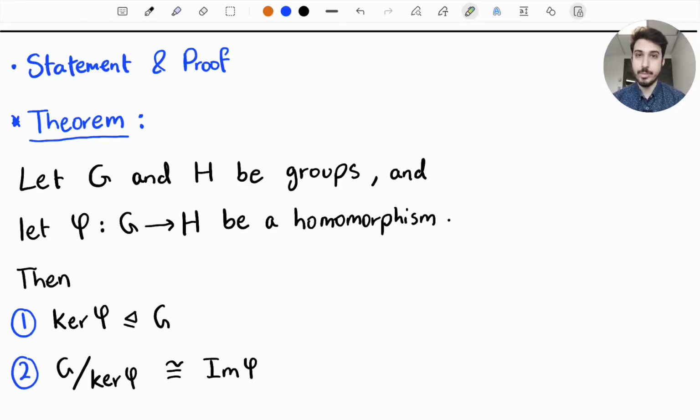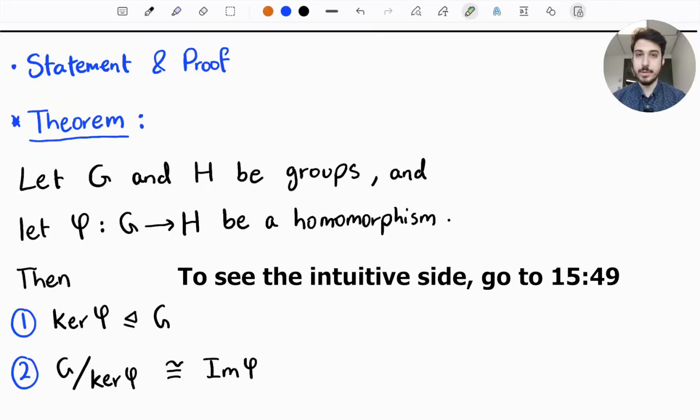Let G and H be 2 groups, and let phi be a homomorphism going from G to H. Then the theorem says that the kernel of phi is a normal subgroup of G, which invites the next statement, which says that the quotient group G by kernel phi is isomorphic to the image of phi. Let's get down to the proof.